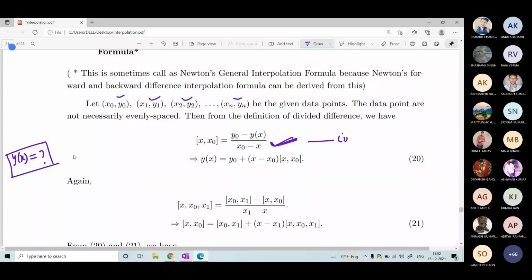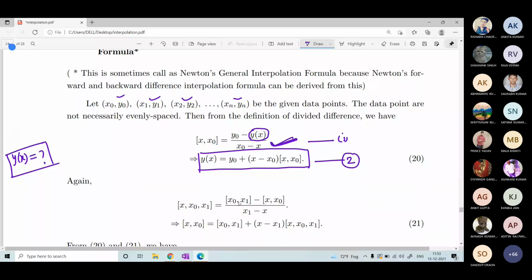x by the length of the interval. So that is y0 minus y of x by x0 minus x. From there you calculate y of x, because y of x you need to find out. It is a simple calculation. You do the cross multiplication, simplify, and you will end up with equation number 2: y of x is y0 plus x minus x0 into the divided difference of x, x0.